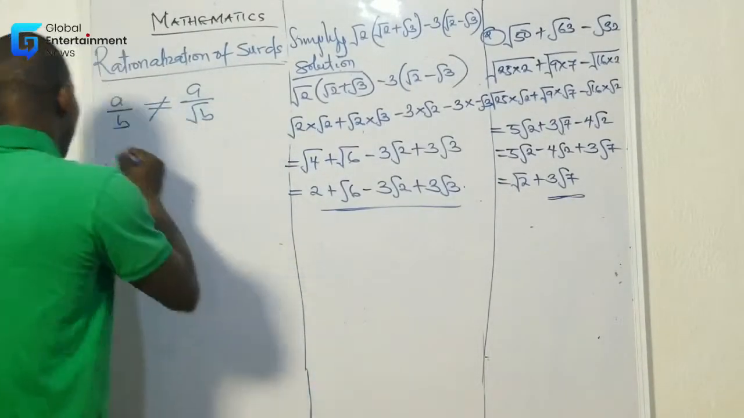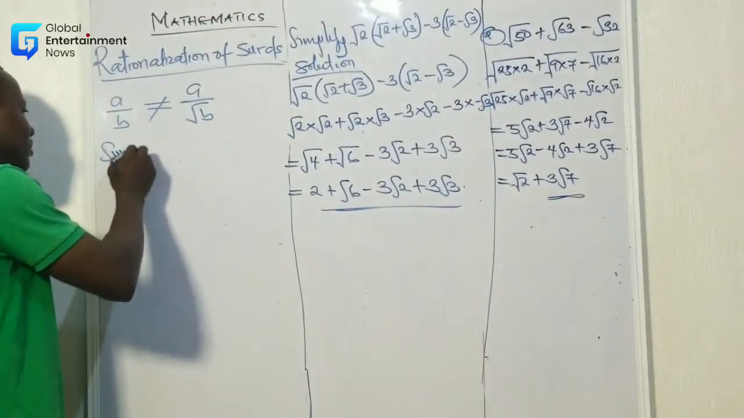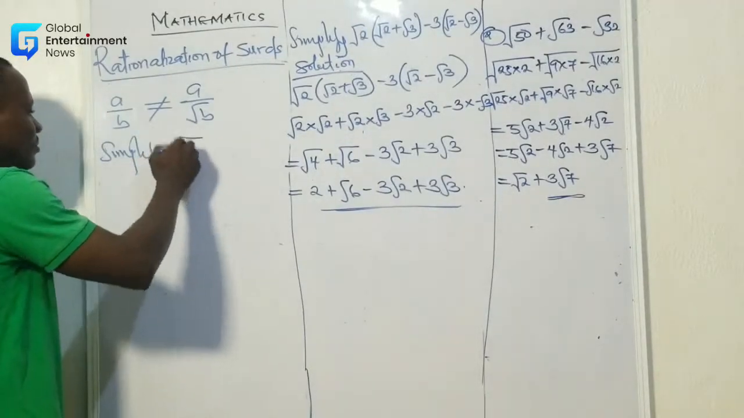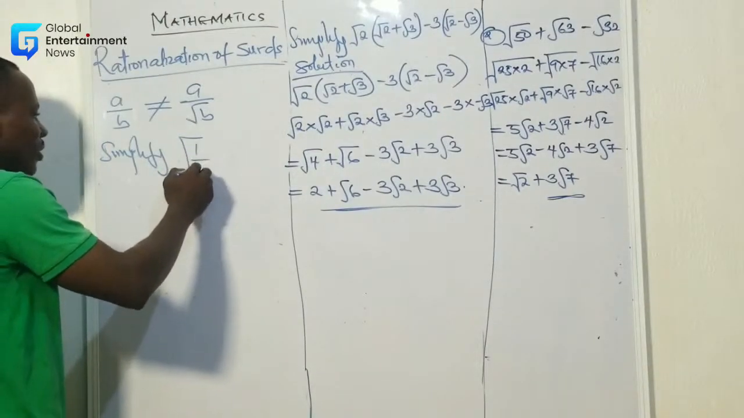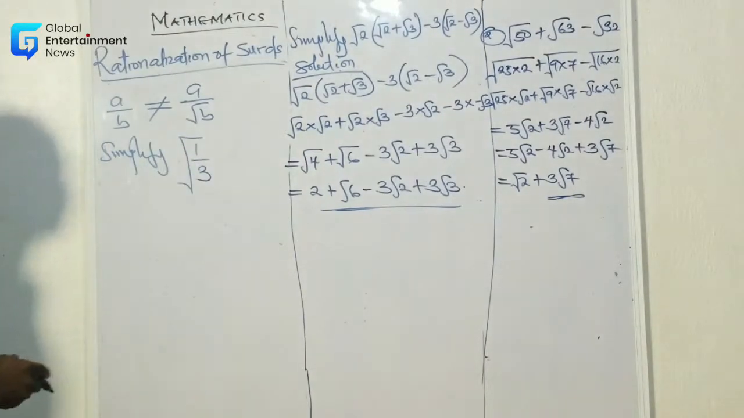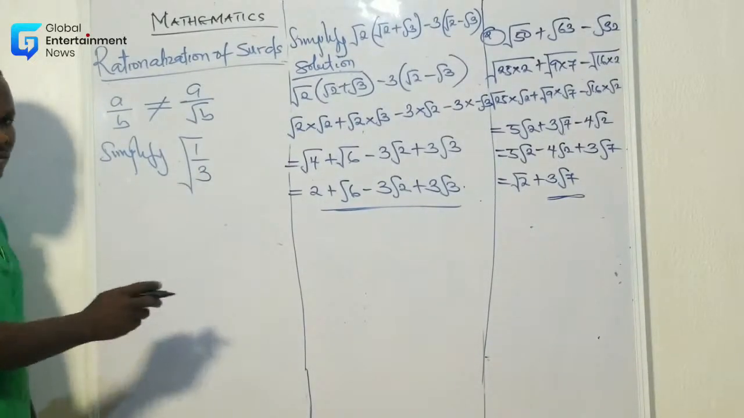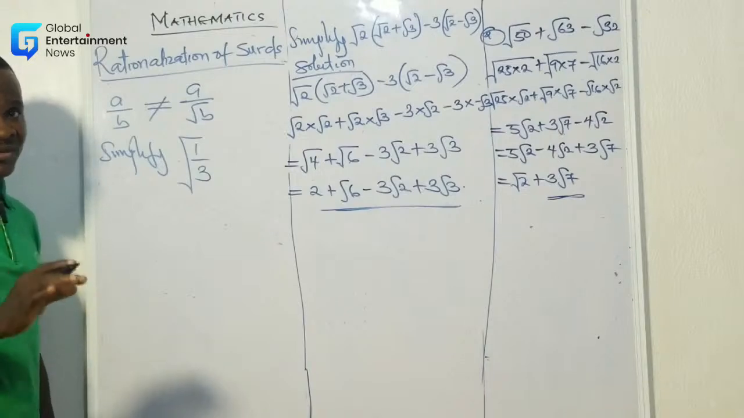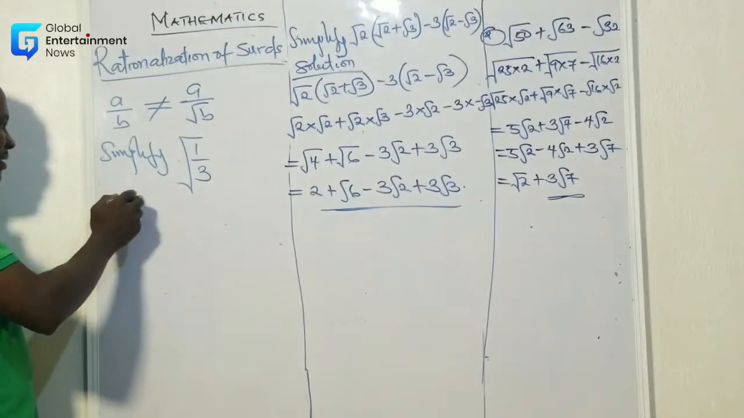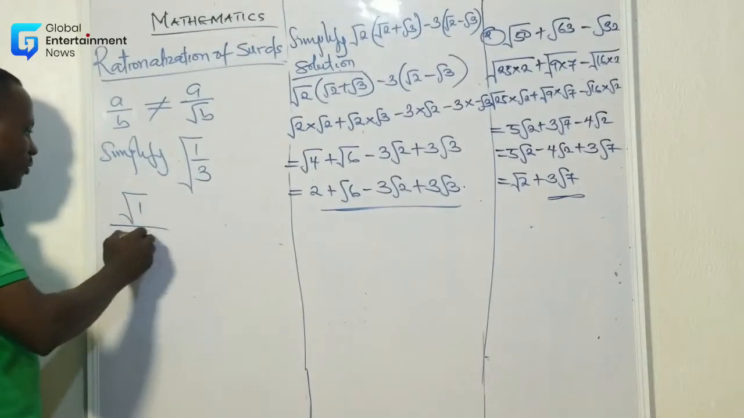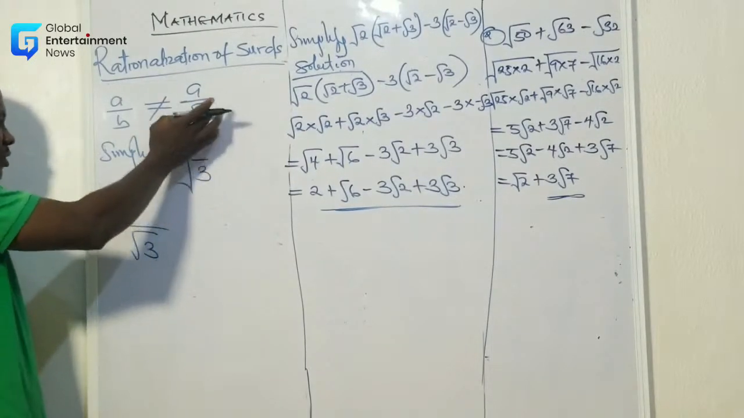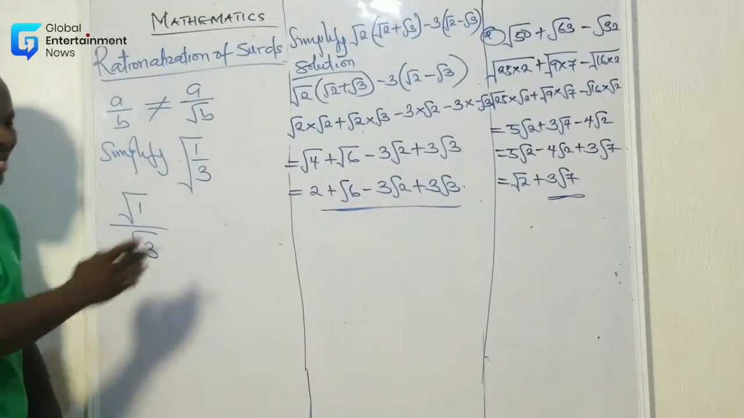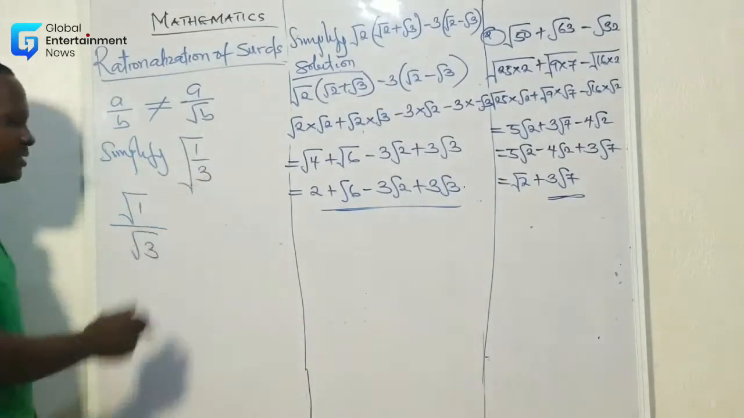Now, if you have a question like this: simplify root 1 all over 3. This particular expression is among the rules of surds given to you. I can also say root 1 all over root 3. You can see I segregate it: I put this one at the numerator and this one at the denominator. It's the same thing.